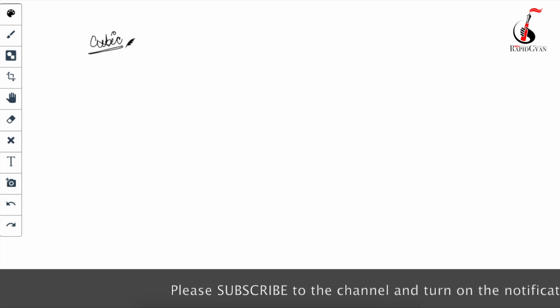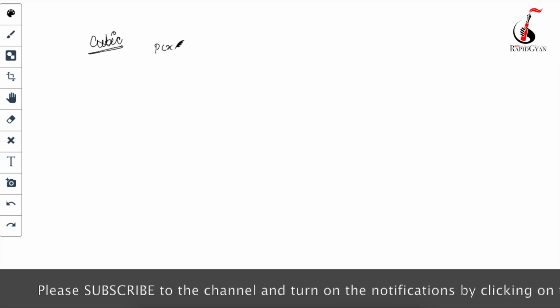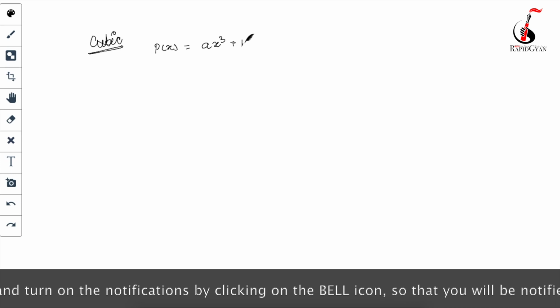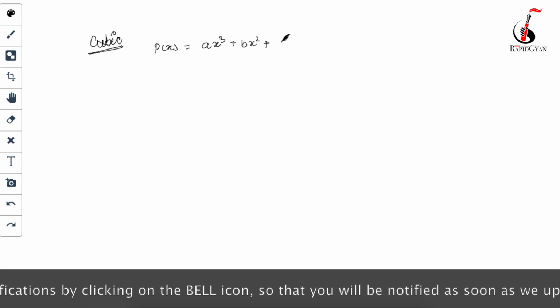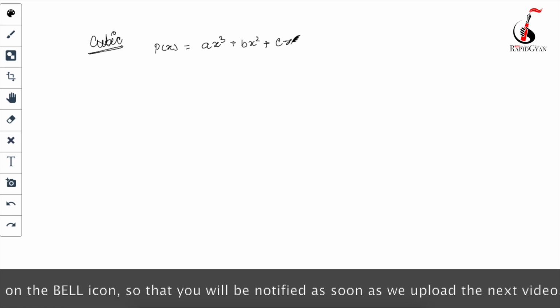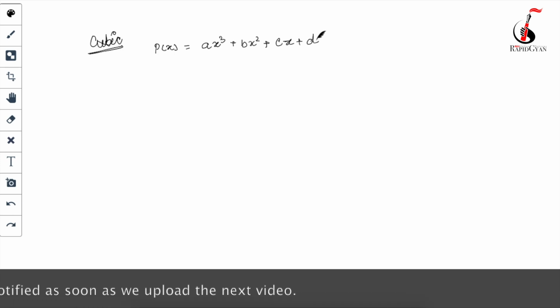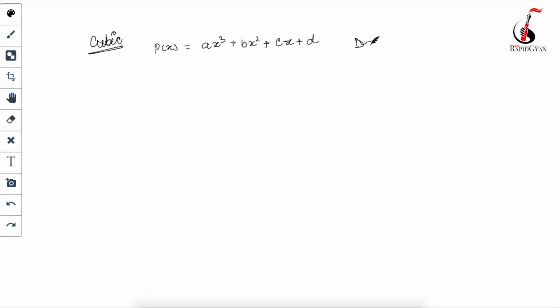Okay guys. So now I'm going to explain the third case. Third case is your cubic polynomial. Okay. So how do we write a cubic polynomial? Cubic polynomials are written like this: p(x) is equal to ax cube plus bx square plus cx plus d. So in this way we write our cubic polynomial. I've told you what the degree of this cubic polynomial is. So the degree of this cubic polynomial is equal to 3.